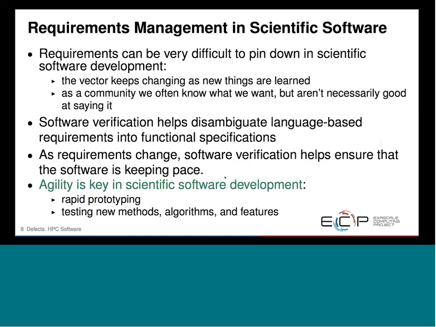with that change. So the ability to be agile is very important because change is simply going to be our mode of operation. So agility is really key. Any processes we want to develop, and ours are not the only ones, certainly, have to be something that can enable rapid prototyping and testing of new methods, algorithms, and features.